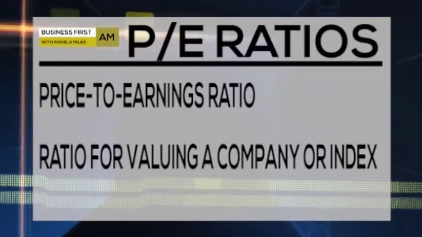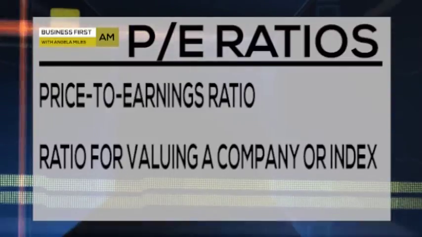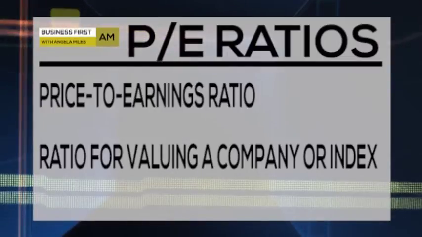Well, the price to earnings ratio is a simple mathematical formula where you take the price of an index and divide it by either its previous 12 months of earnings or its future 12 months in earnings in order to get a gauge of whether the stock market is overvalued or undervalued.